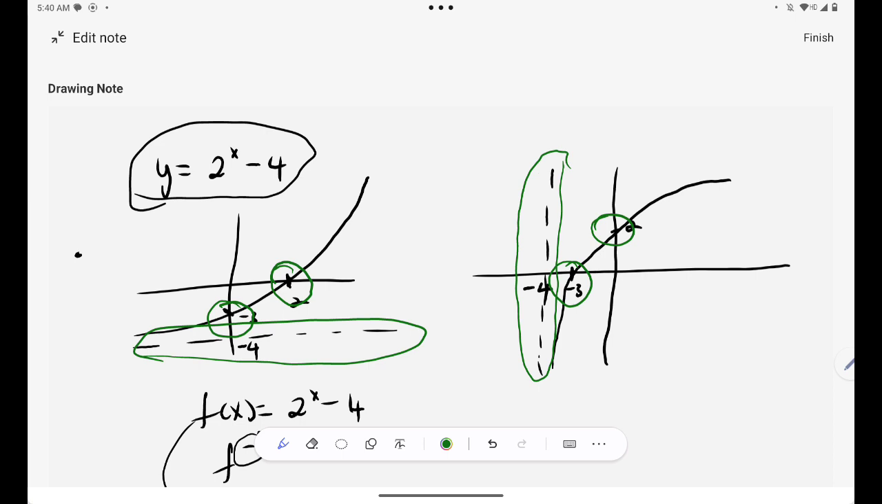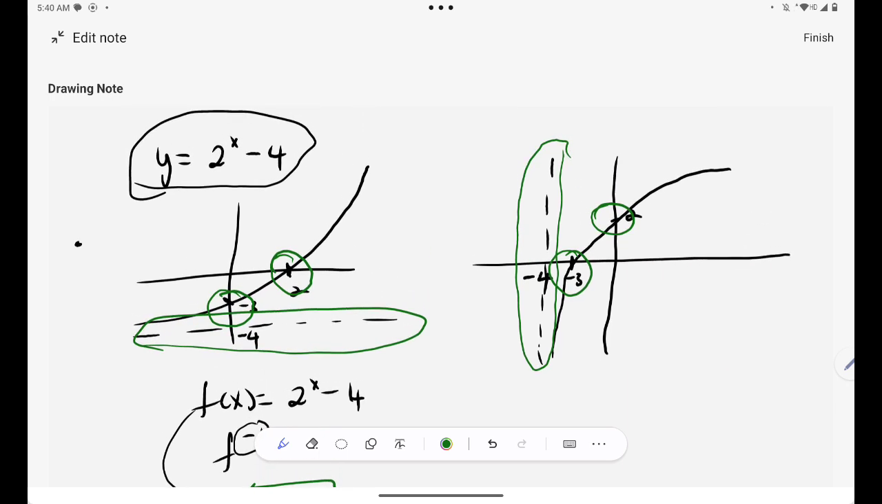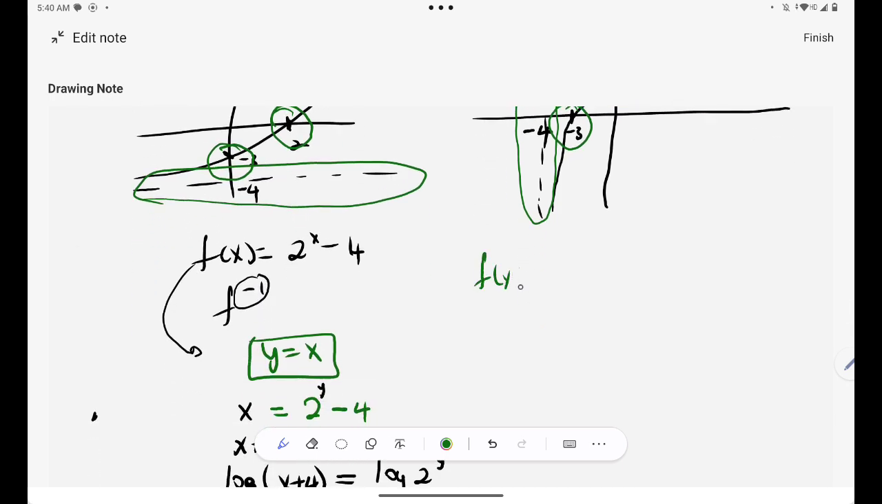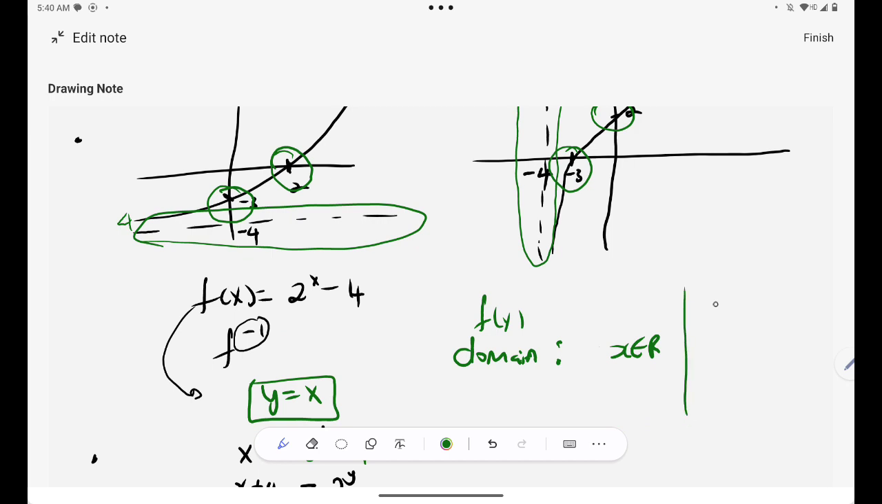Whatever happens on y will happen on x, and whatever happens on x will happen on y. Even with the domain and range, guys, the domain of the original graph would become the range of the inverse graph. For example, in this graph, the domain for f of x, the domain of my function, was just x an element of real numbers, because my graph could go from negative infinity to positive infinity altogether.